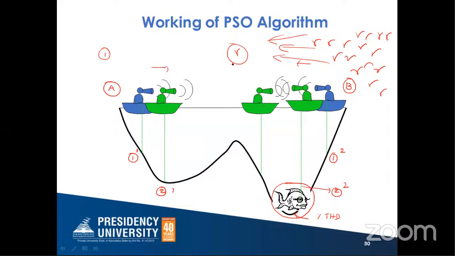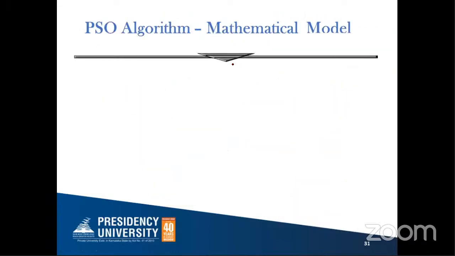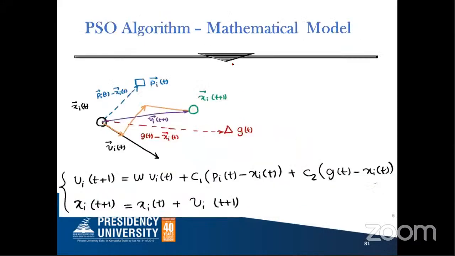So what we are doing in the case of the PSO algorithm, we will see now. We will see the mathematical model here. The mathematical model is very simple. Let us say this is the position of a particle, the ith particle. It is just like a phasor diagram only. This is the present position of the ith particle.